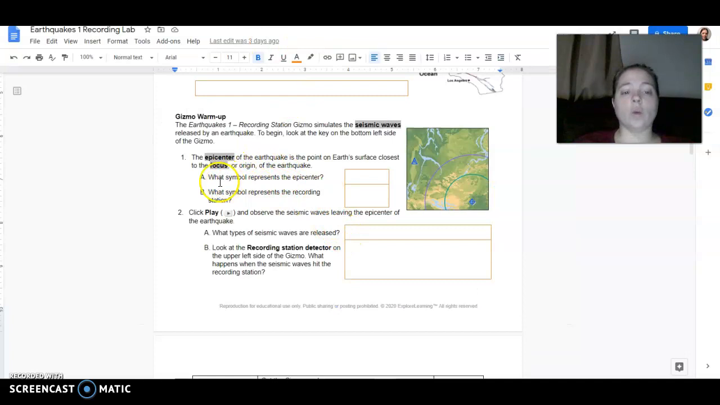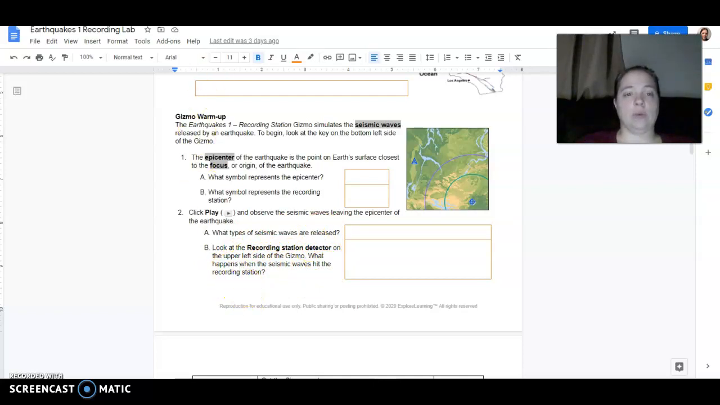All right, so what symbol represents the epicenter? Which symbol represents the recording station? Write those two down. Then click play. What type of seismic waves are released? There's two types. Hint, hint, hint. You dealt with them yesterday, and I said them already. Look at the recording station detector in the upper left-hand side of the gizmo.